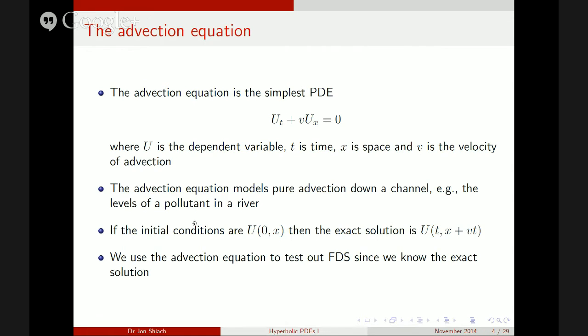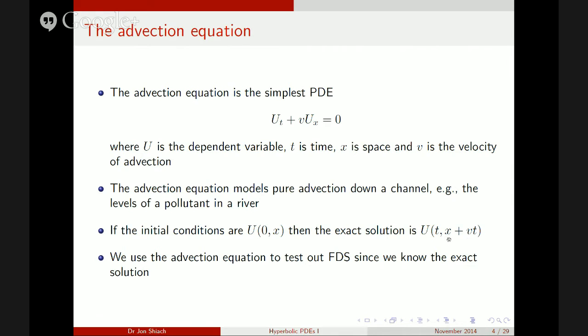For this PDE, if the initial conditions are given as a function of x when t is 0, remember this u is a function of time and space. So when t is 0, that's our initial condition. If we know that, the exact solution at time t is simply x plus velocity times time. It's just movement. Speed is distance over time, so distance is speed times time.